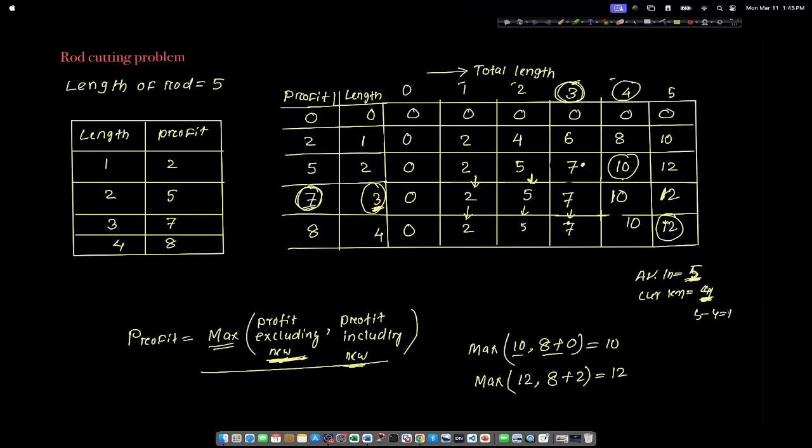So this way we can calculate the values for each of the cells, and the value in the last cell, 12, indicates the maximum possible profit that we can earn by cutting the rod. This is how the dynamic programming approach works in order to find the maximum profit from a rod cutting problem.